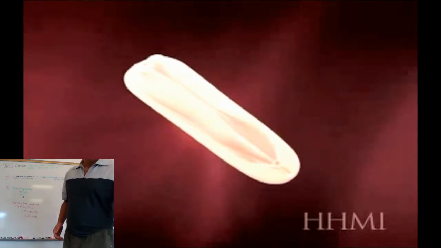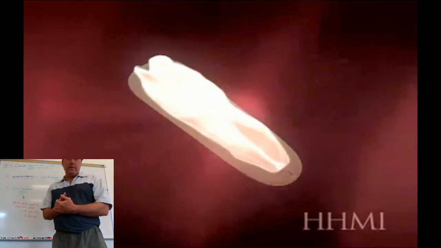As development proceeds, there's more growth and movement of cells. It'll begin to form a neural tube.